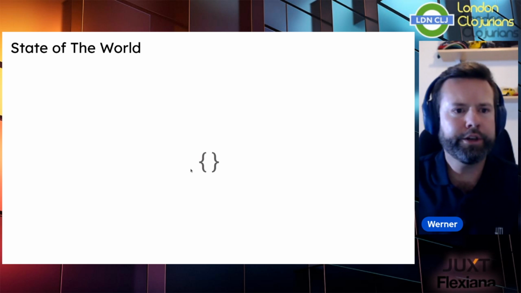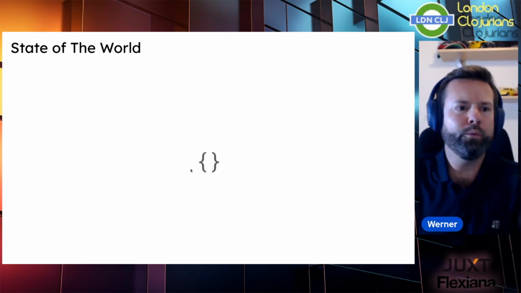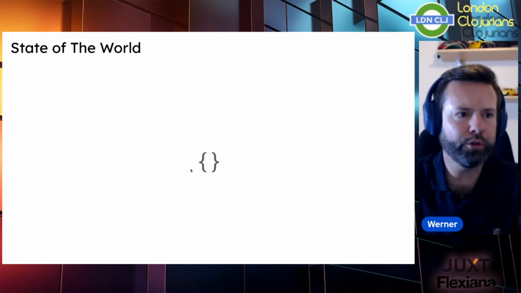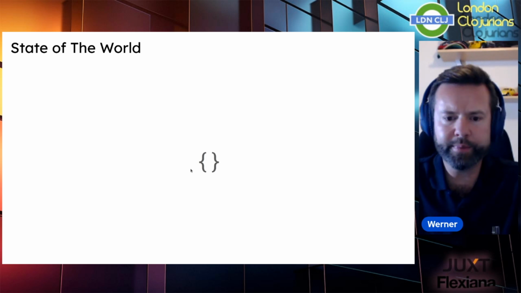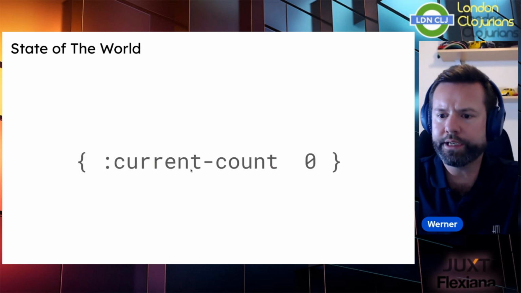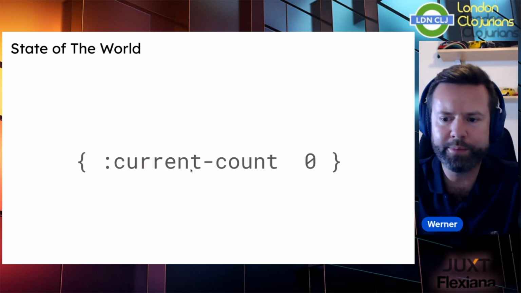So if we focus on Redash state, what do I mean by it? It is basically a map in its simplest form. What is contained in this map? Well, anything we want. We can store our current count variable from our counter application in there.